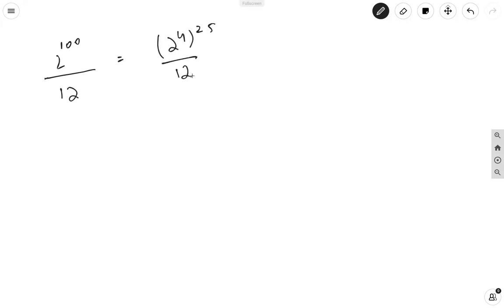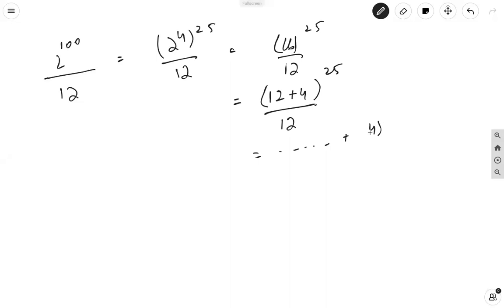Now let's solve using the method we were using earlier. We have 2 power 100 divided by 12. There are several ways. I will do it this way: we can write this as 2 power 4 into 25 by 12. Nothing wrong in this, right? So this is 16 power 25 by 12. I can write this as (12 plus 4) power 25 by 12. Now, from the method we did, this came out to be 4 power 25 by 12.